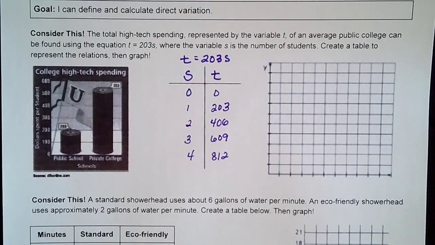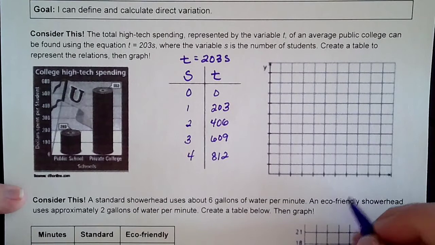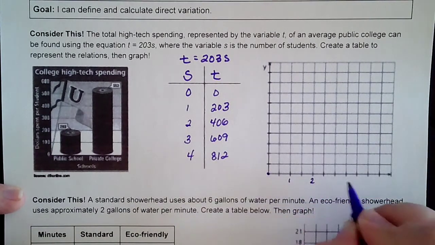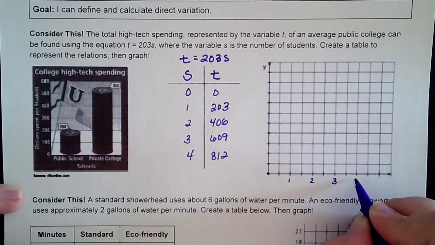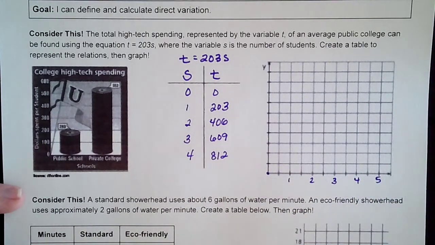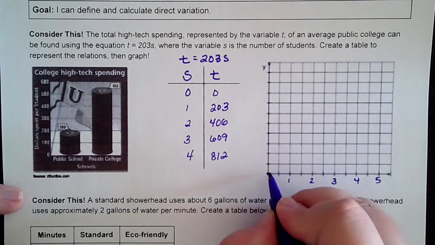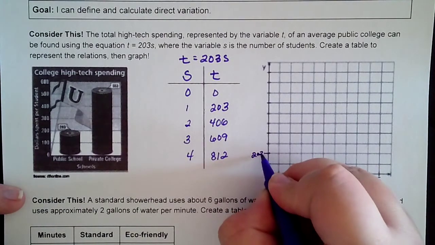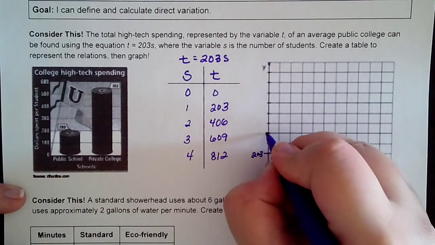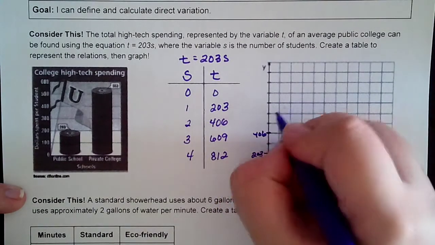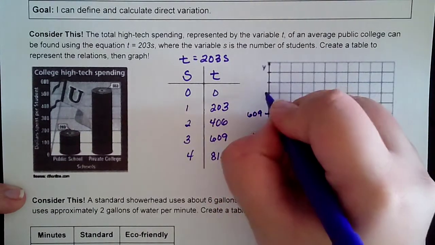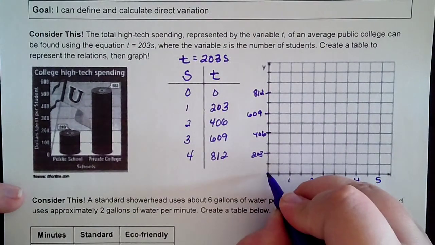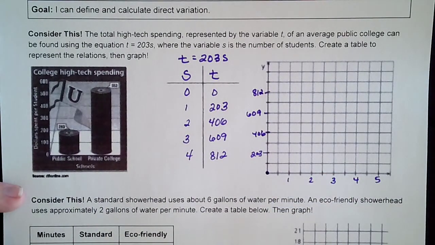But now that we've created that table, let's go ahead and graph it. I'm going to use 2 tick marks. So 1 student, 2 students, 3 students, 4, 5, we could go on and on. And then I'm just going to make the spending ticks about 203 per every 2. So 203, jump up again, 406, 609, 812. So 0, 0, no students, no spending.